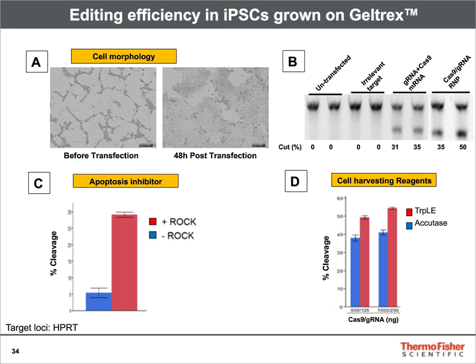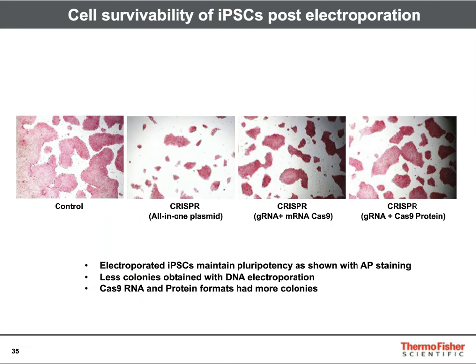Next, I will compare the cell survivability of various CRISPR format post-electroporation. In this experiment, we electroporated DNA, mRNA, and protein format of CRISPR-Cas9 and analyzed the cells 72 hours post-electroporation. As you can see, there were more colonies in iPSC electroporated with RNPs compared to iPSC electroporated with DNA format of CRISPR. Cells were also stained with alkaline phosphatase to show pluripotency status. Overall, RNP format shows higher editing and cell viability in iPSCs.